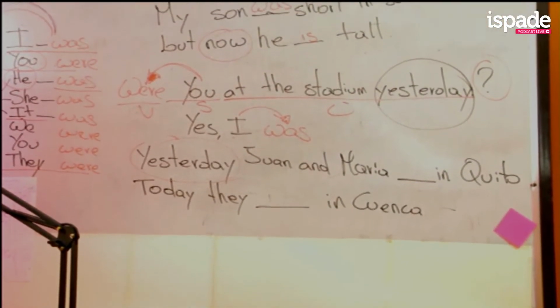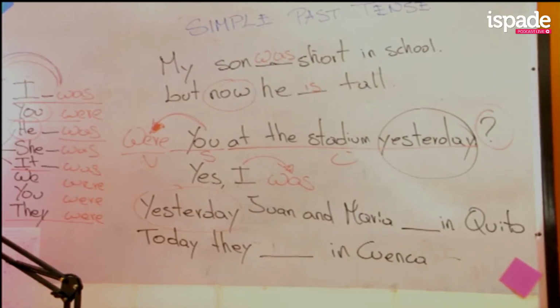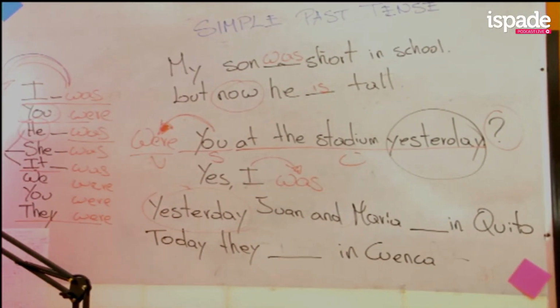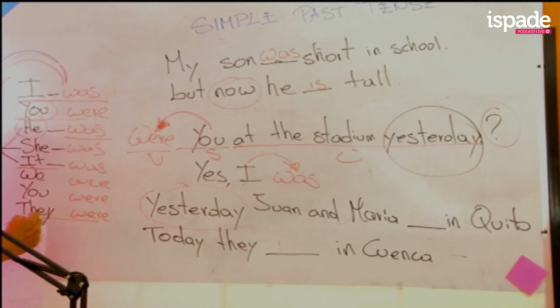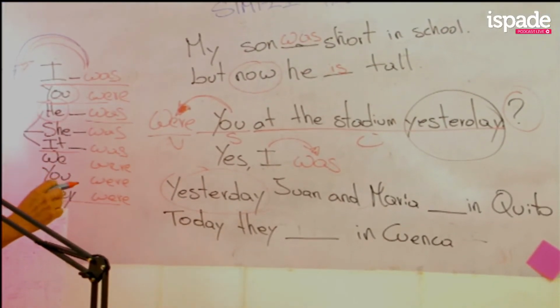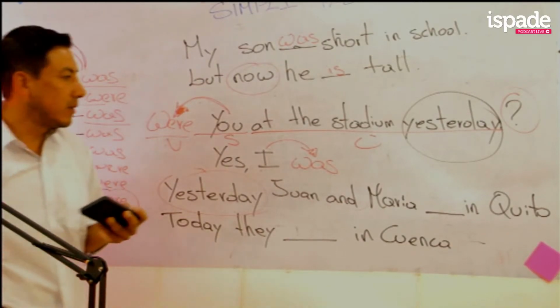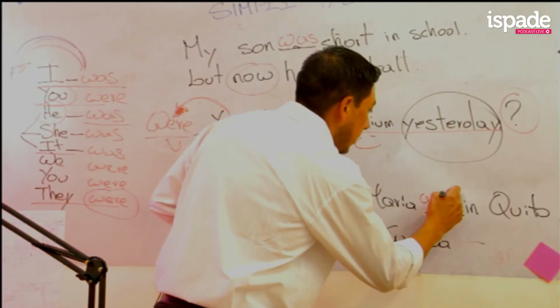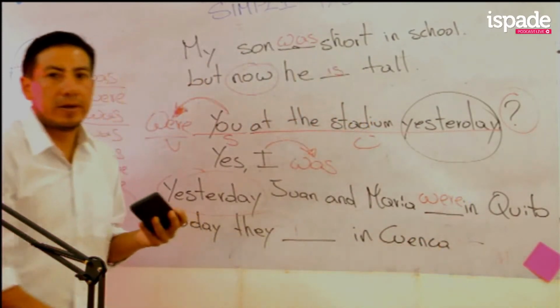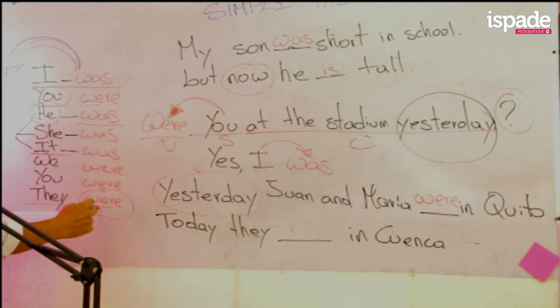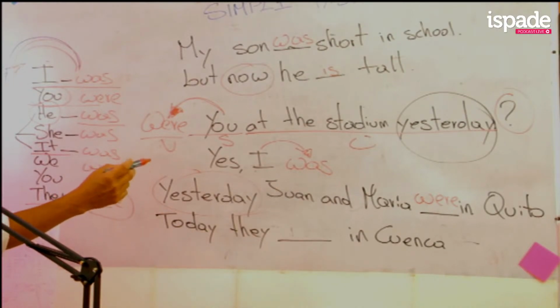Juan and Maria. How can we change it with a personal pronoun? Juan, Maria, plural, dos, they. They with were. So yesterday, Juan and Maria, the rule. Just use the rule. You see, it's simple like this. Yesterday, Juan and Maria were. They were. Yesterday, they were in Quito. Ayer ellos estuvieron en Quito.